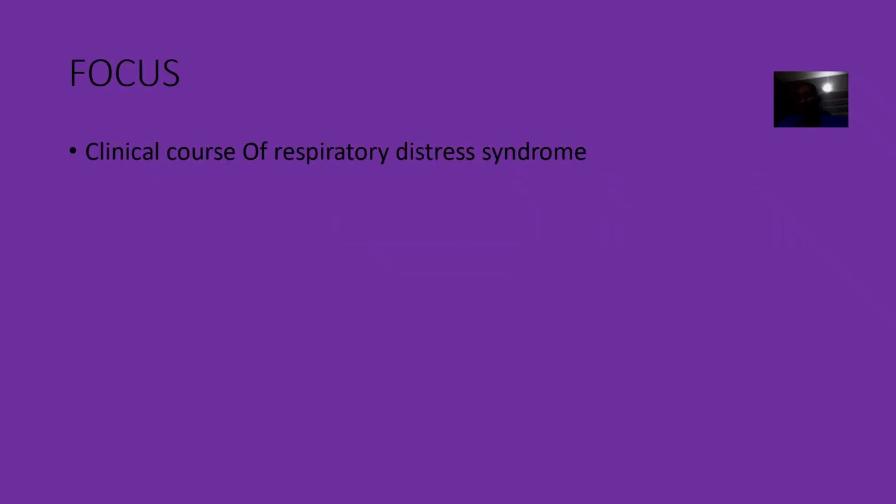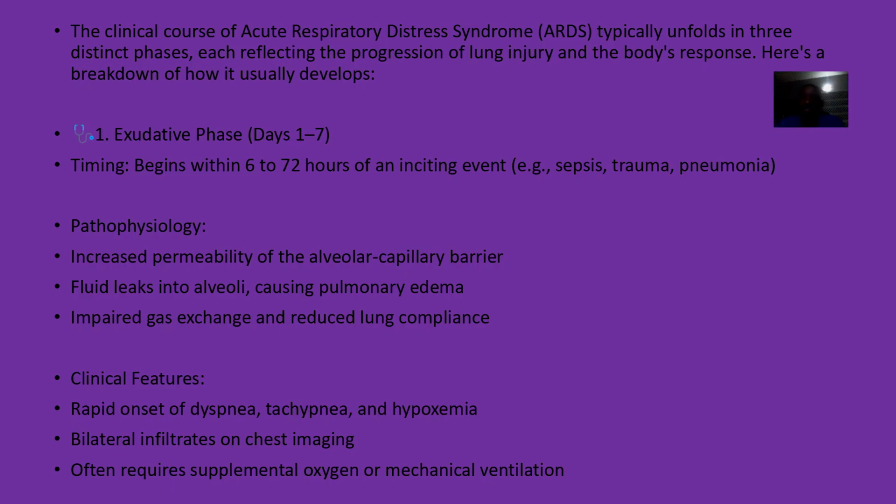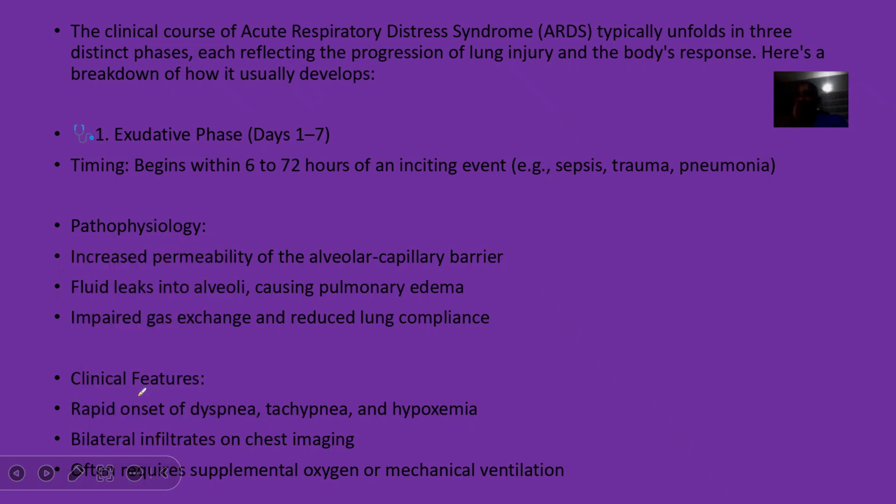Okay, so the clinical course of respiratory distress syndrome, you can actually see it: exudative phase, proliferative phase, then the fibrotic phase. So we're going to discuss each of these phases, how they actually move to the other one. Okay, so the clinical course typically unfolds in 3 distinct phases, each reflecting the progress of lung injury and the body's response. So it has to do with the injury being there for a very long time with nothing to stop it, so it's progressing over time.